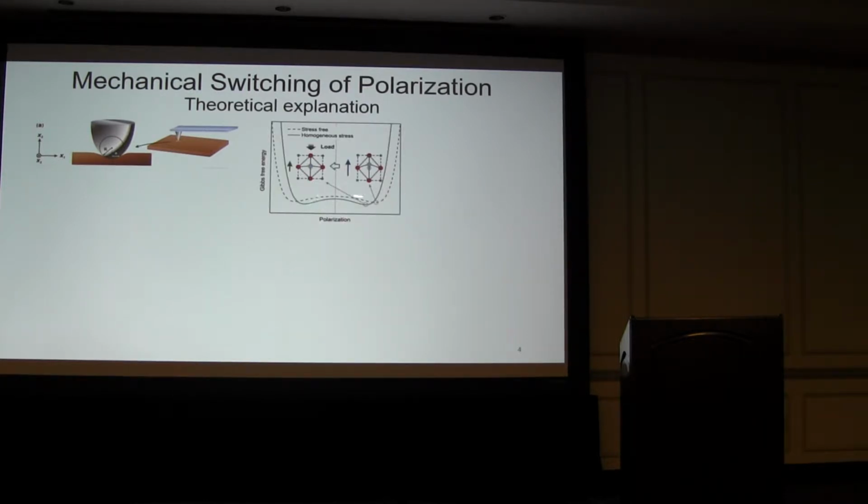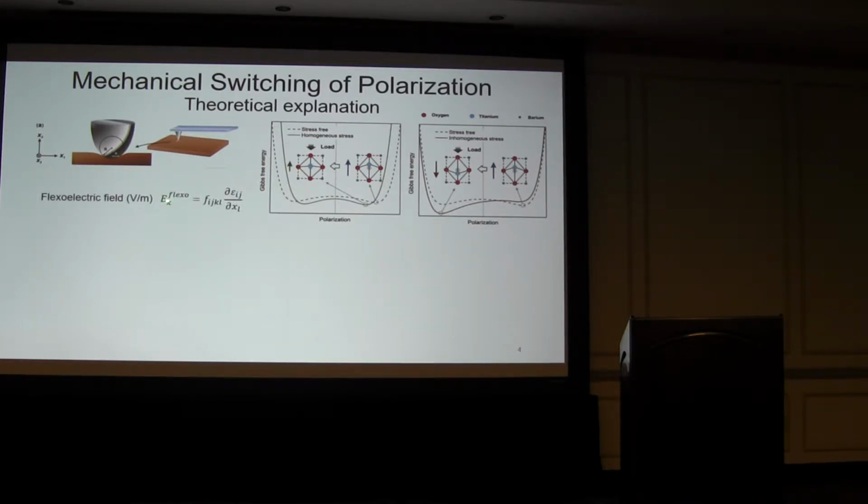A simple picture of this we can understand like this. When there's a homogeneous local stress, it will only reduce the magnitude of the switching barrier, but not change the shape of the free energy profile. But when there's a strain gradient, because of the tip's pressing force, it creates the so-called flexo field. This will break the symmetry of the energy profile and make one state more favorable than the other, which leads to mechanically induced ferroelectric switching. And this flexo field is calculated to be very high, on the order of 10 to the 7th, comparable to the coercive field for electric switching.